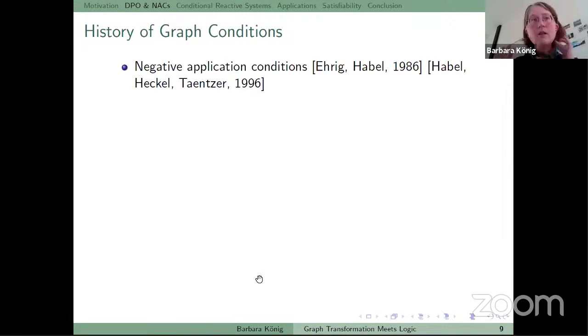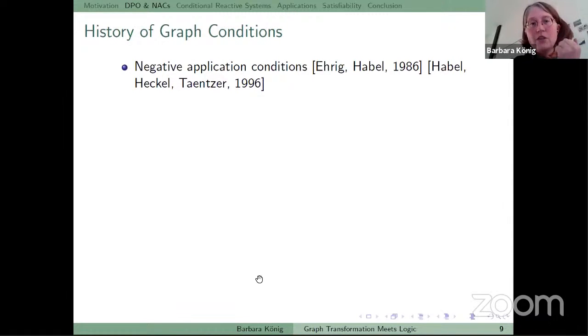So I tried to assemble a history of graph conditions. This is a bit of a slippery slope because I know I might have overlooked something. I tried to do some research and try to follow the references. But okay, if I overlooked your paper, please bear with me and tell me later or during the talk.